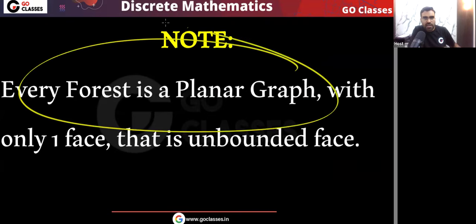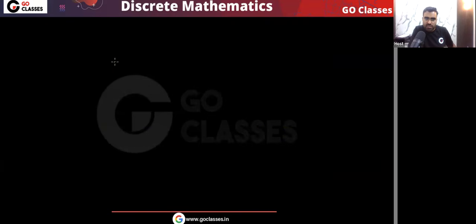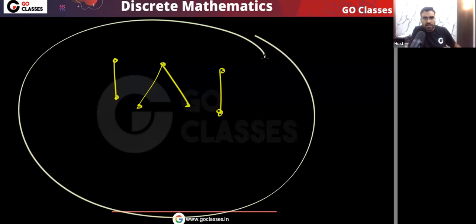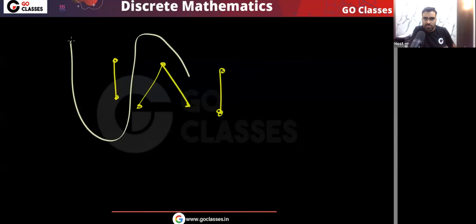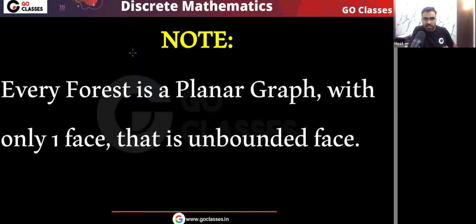Every forest is a planar graph with only one face. Yes or no? If I give you some forest, consider, for example, this forest. Tell me, how many faces are there in this? There is only one face. Yes or no? There is only one face. So very easily you can see that every forest is a planar graph with only one face, and that is also the unbounded face.